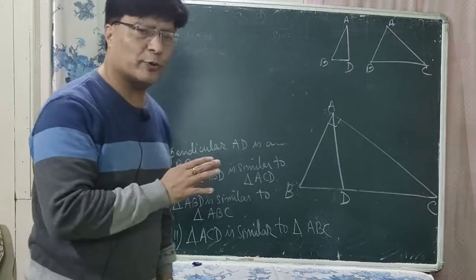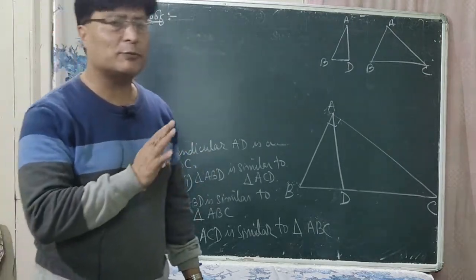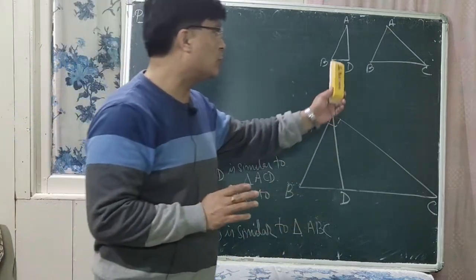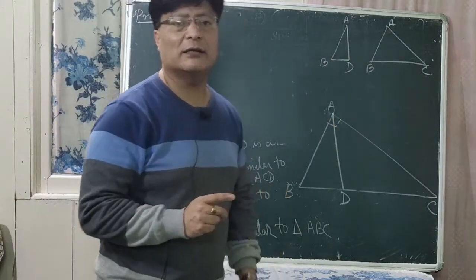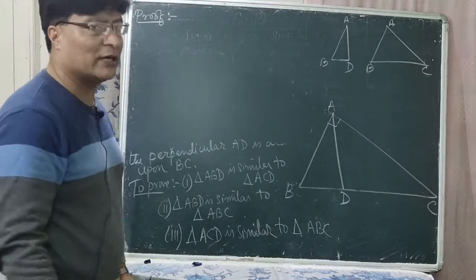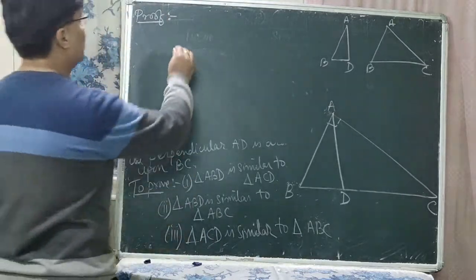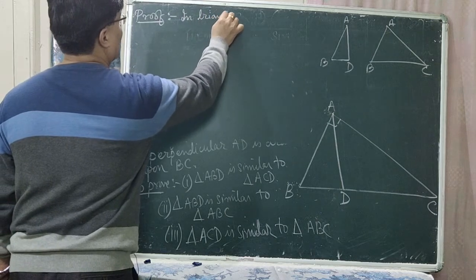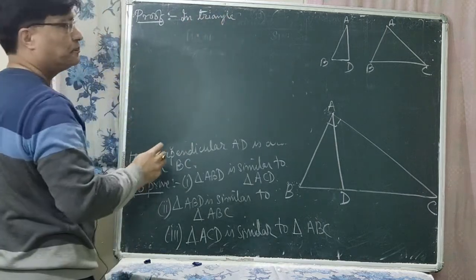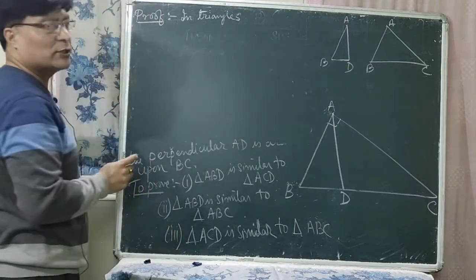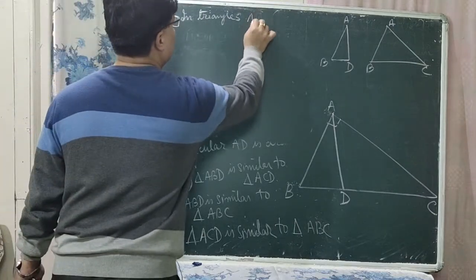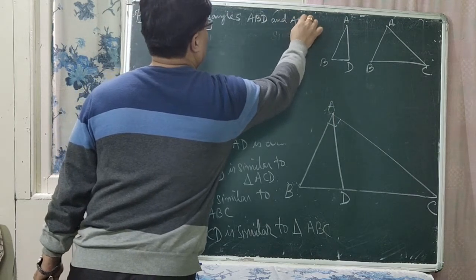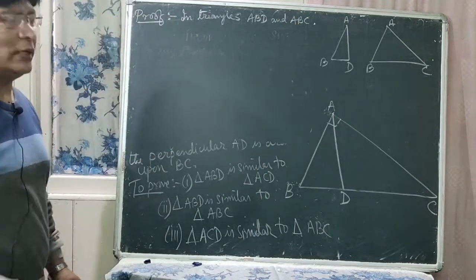So if you want to prove that these 2 triangles are similar, you have to prove that their corresponding angles are also equal. You have to prove that their corresponding angles are equal. So how can you prove it now? So proof in triangles, which 2 triangles? ABD and ABC. Which angles are equal here now?